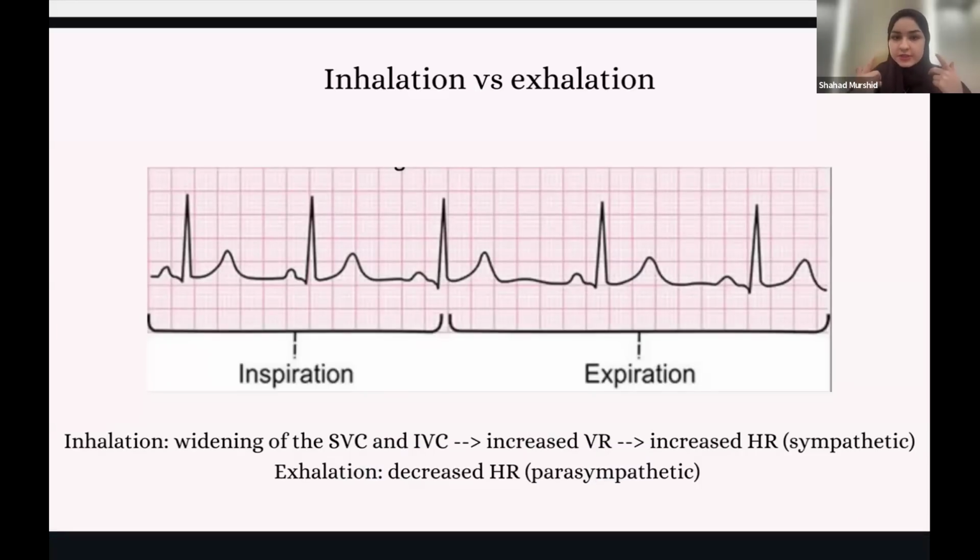The way you can think of this is if you get shocked or scared by something, you'll gasp, and when you gasp, you're inhaling. So that's sympathetic. That'll increase your heart rate. And then parasympathetic, when you sigh, like a sigh of relief, this is when you're relaxed. So this is parasympathetic and your heart rate will decrease.